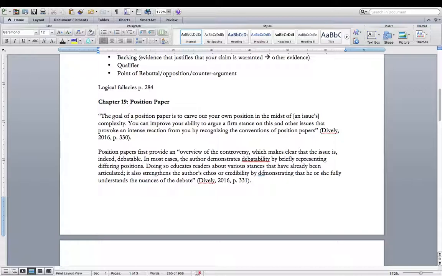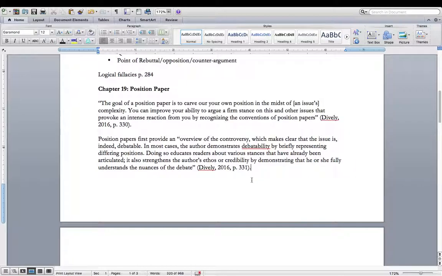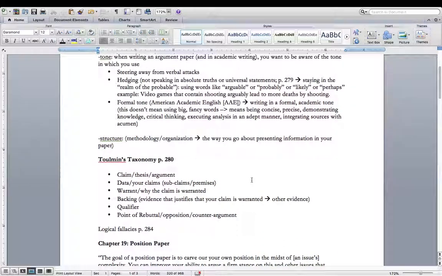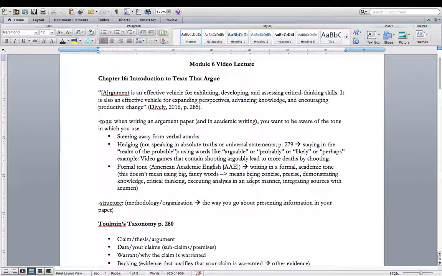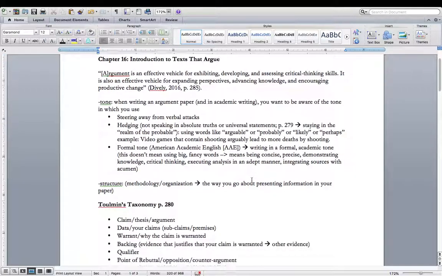In most cases, the author demonstrates debatability by briefly representing differing positions. Think of all of this as happening in the introduction. Doing so educates readers about various stances that have already been articulated. It also strengthens the author's ethos or credibility by demonstrating that he or she fully understands the nuances of the debate.